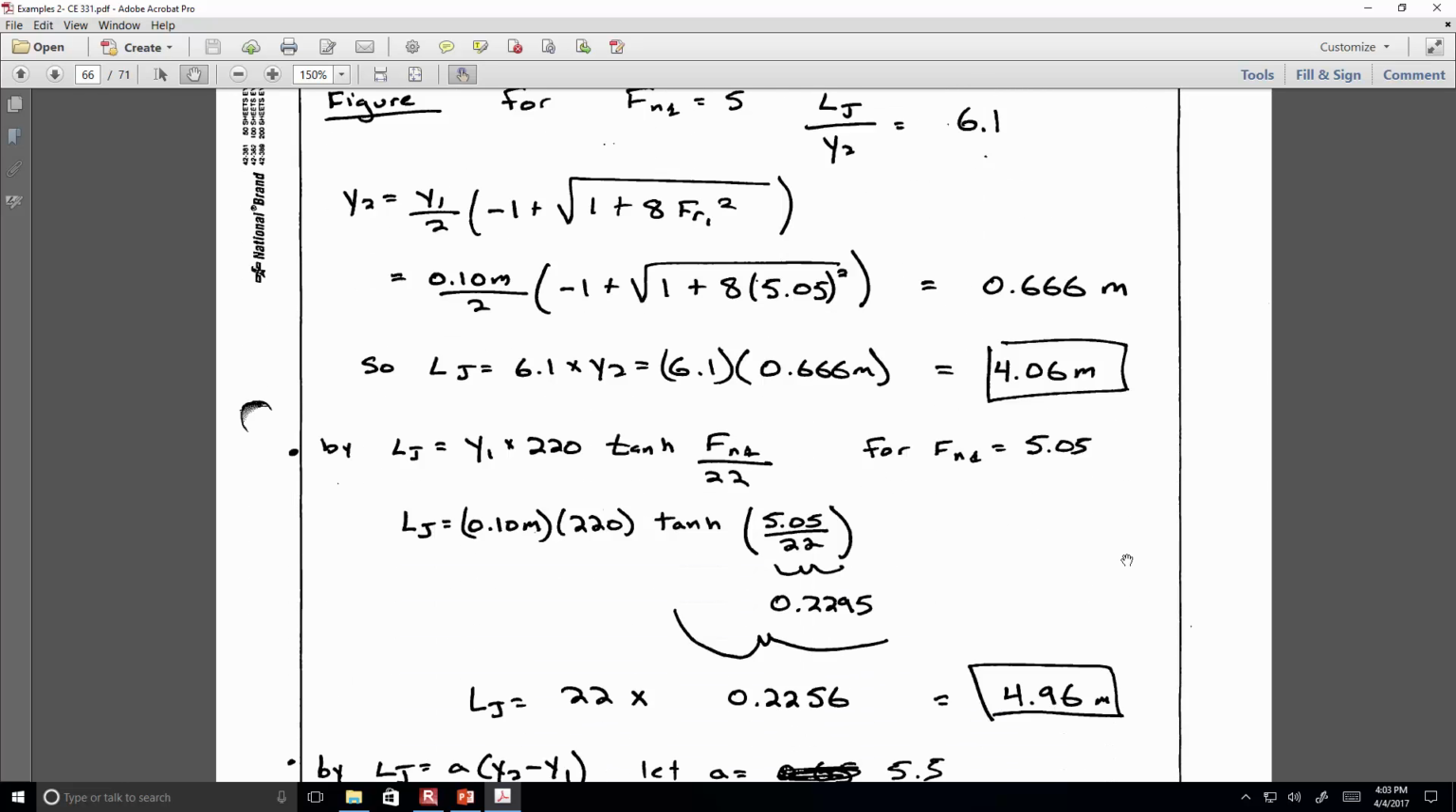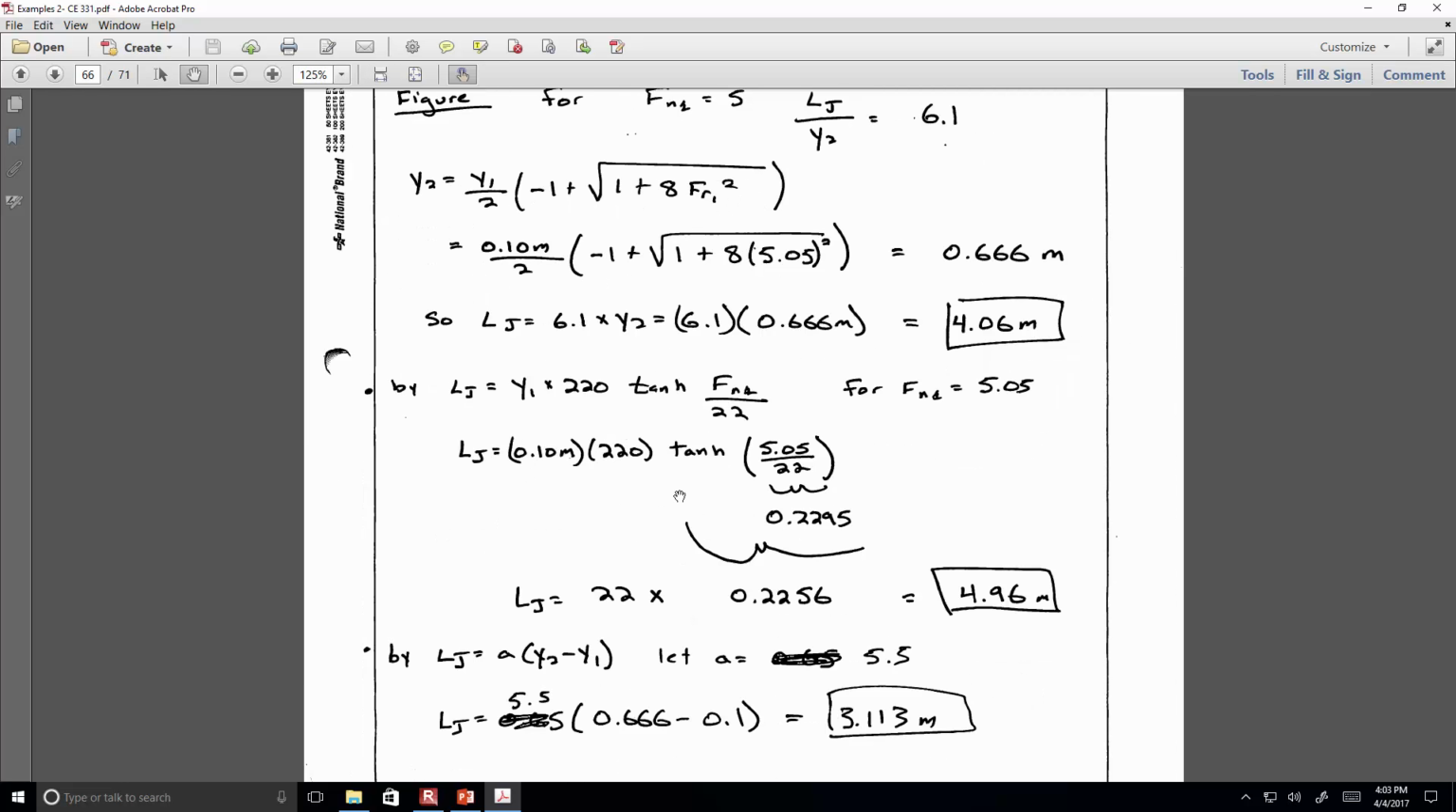Now, according to these other approaches, it says that the jump length is going to be either 4.96 if we use the Hager, or as little as 3.1 if we use another. And so that's quite a range here, between 3 and 5 meters, depending on which of these empirical methods is right. So keep that in mind today that, visually it's hard to pinpoint where the jump ends, and that partly is reflected in these empirical methods.